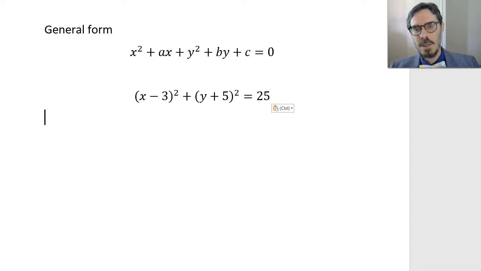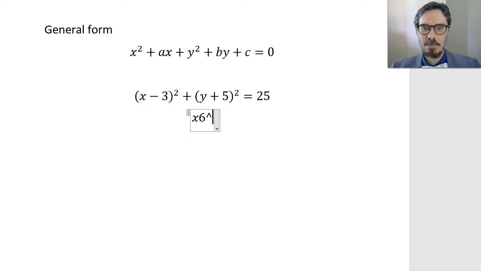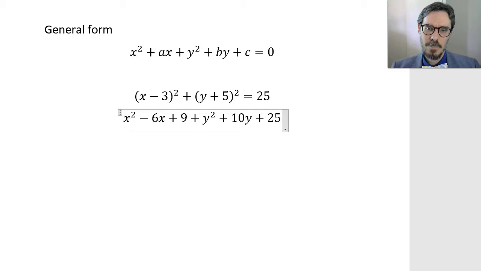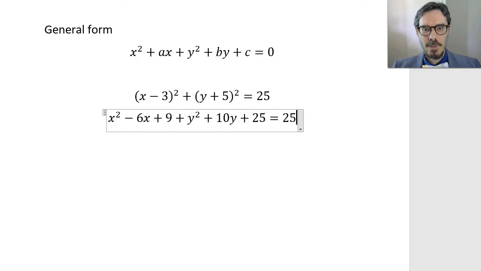The first thing I'm going to do is expand these brackets. Now, this is a perfect square, so this is (a - b)², which becomes a² - 2ab + b². You can expand it out a long way by hand, but it's much quicker if you can recognise it straight away. a² - 2ab + b². Then we're going to do the same thing with the y bracket. It's going to become y² plus 2ab, which is 10y, plus 5 squared, which is 25. And then don't forget the equals 25 on the end.